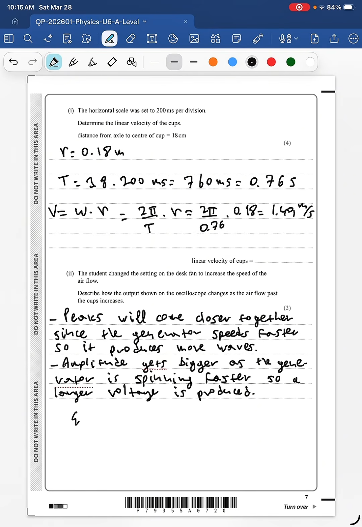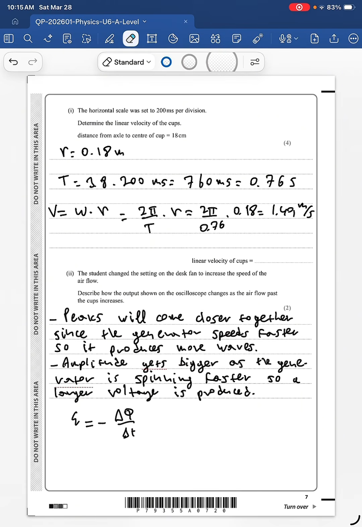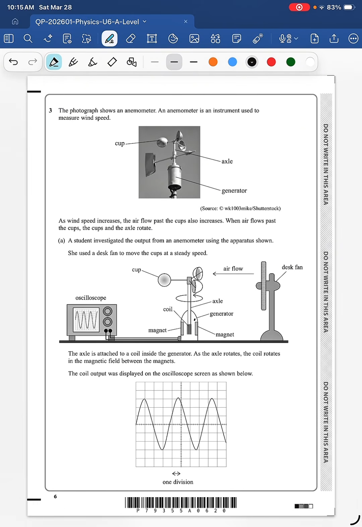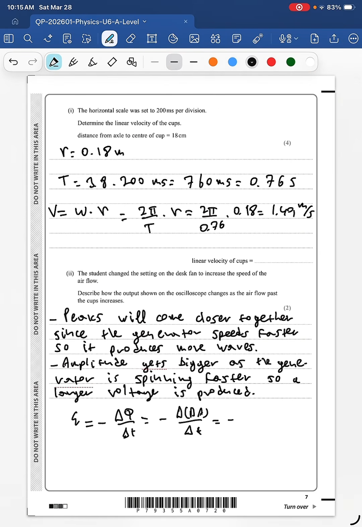And recall that the EMF is given by minus delta phi over delta t. Since phi is, we can actually expand it a little bit more. So this is minus delta B A over delta t. The magnetic field is constant since we use a permanent magnet, so it comes out of the derivative. So it's B delta A over delta t. And that delta A over delta t is going to be proportional to omega.